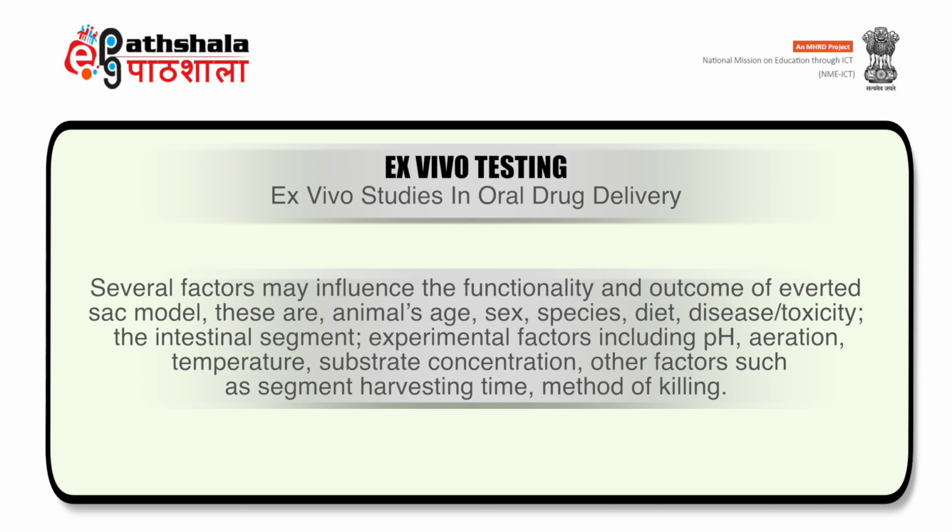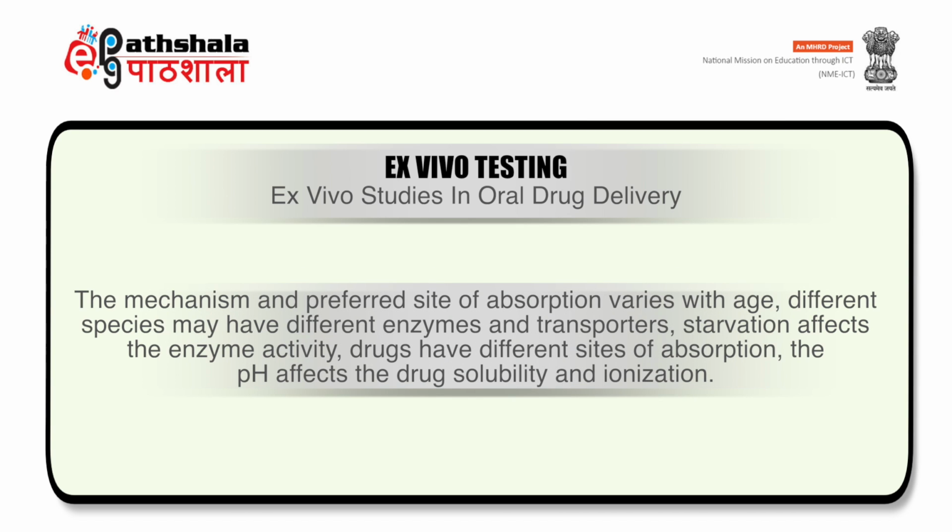Several factors may influence the functionality and the outcome of everted sac model. These are the animal's age, sex, species, diet, disease or toxicity, the intestinal segment, experimental factors including pH, aeration, temperature, substrate concentration, and other factors such as segment harvesting time and method of killing. The mechanism and preferred site of absorption varies with age. Different species may have different enzymes and transporters. Starvation affects the enzyme activity. Drugs have different sites of absorption.